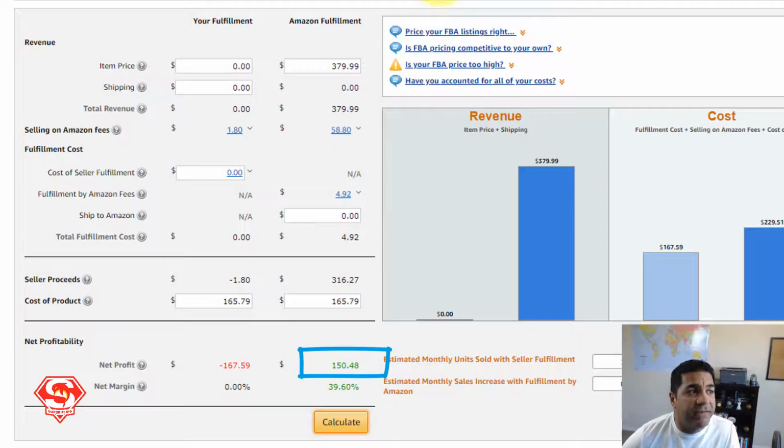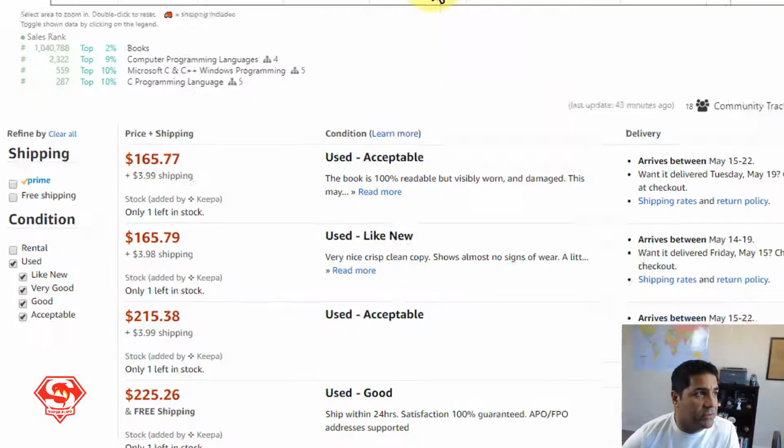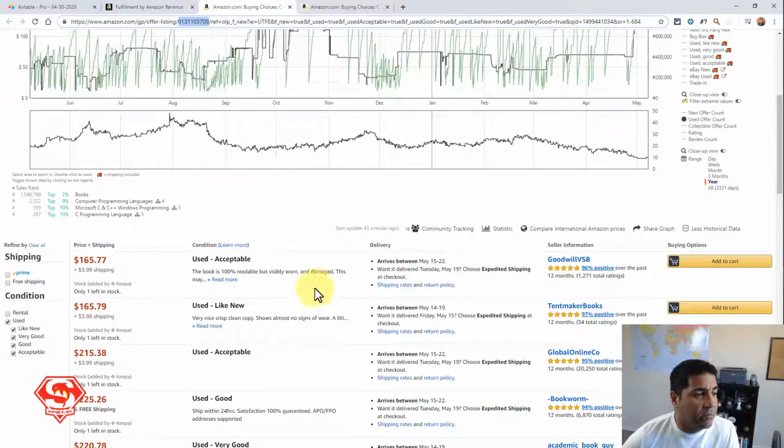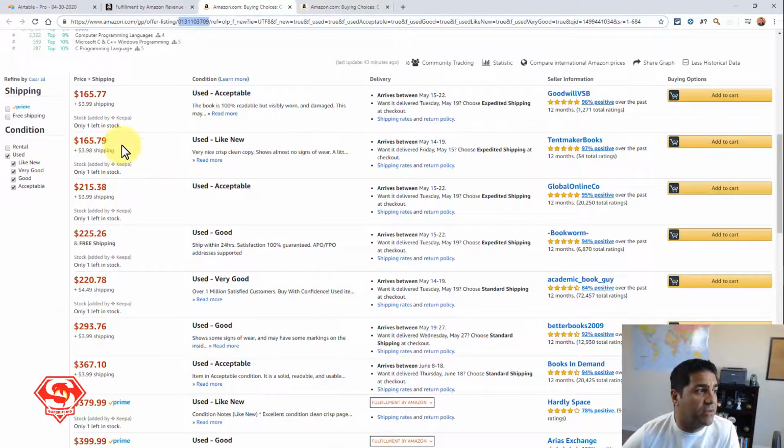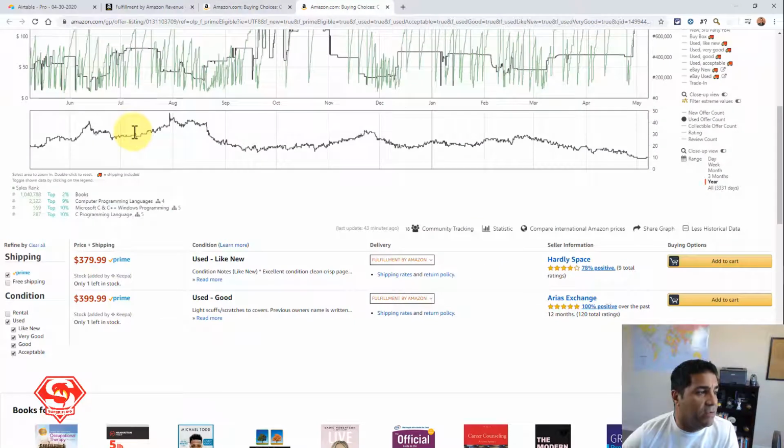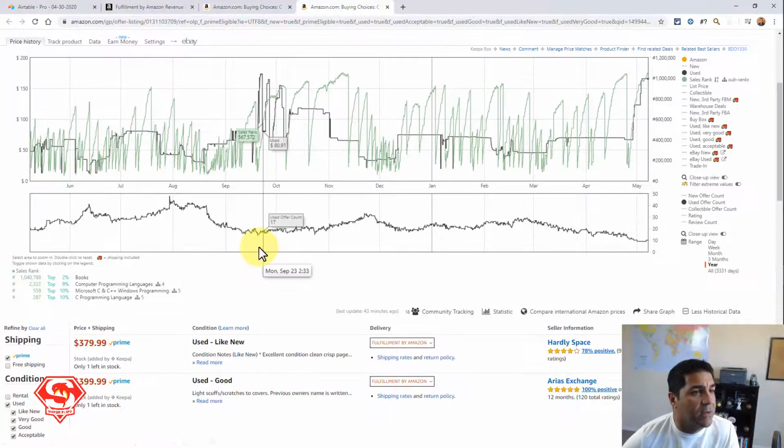But if you're going to buy it at that price, which right now as I make this video, I could purchase this book for that price. And the good news is that book is considerably lower than the other offers out there. So that is kind of a good signal. And then you could match this price, other like new condition, or sell it even cheaper.